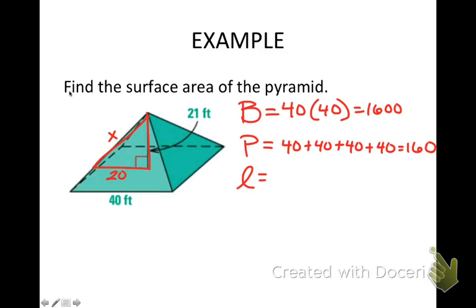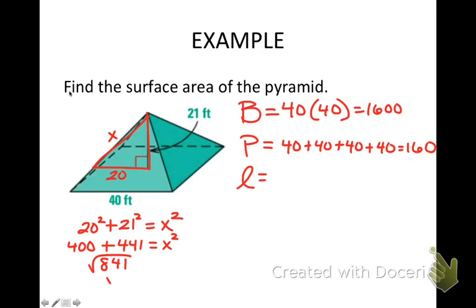So now let's set up the Pythagorean theorem. 20 squared plus 21 squared equals x squared. So that gets us 400 plus 441, which is 841. Did I do 21 times 21 right? Yeah. Okay. Square rooting that gets us what for an answer? 29, that's nice. So x is equal to 29, so that represents our slant height.